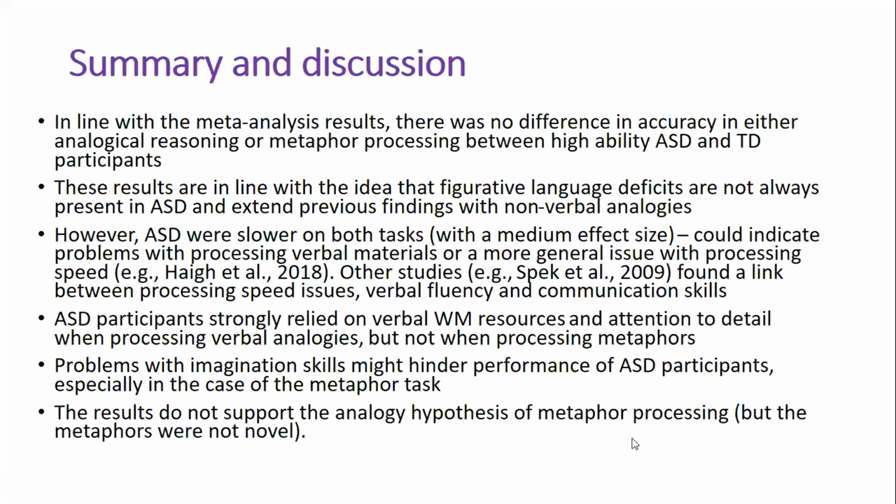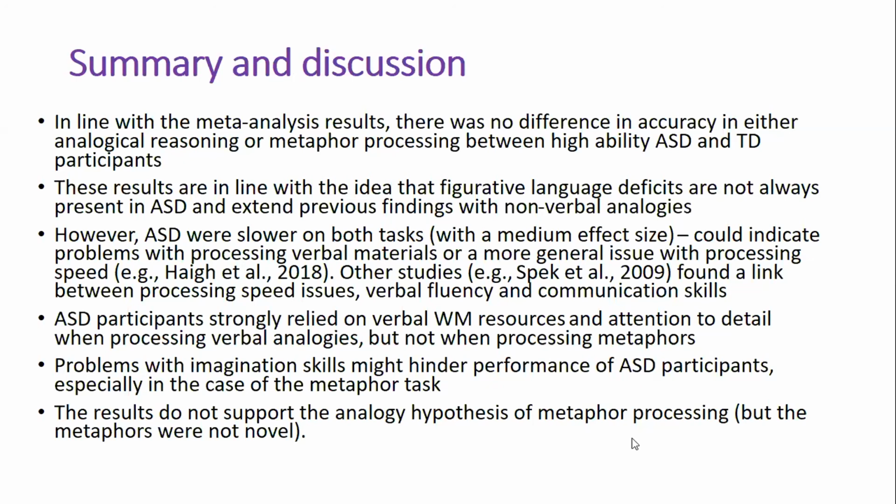Okay, so just to summarize these final results. In line with what you could expect based on the meta-analysis results, there was no difference in accuracy in either metaphor processing or analogical reasoning between the autistic and typically developing groups, although we should highlight that these were really high ability participants who were well matched on verbal ability.